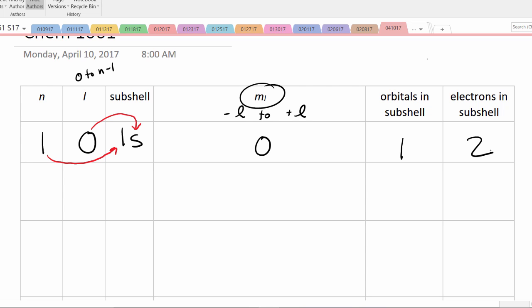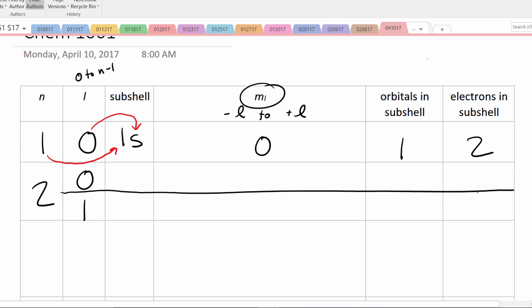If we go on to a second energy level, this is now where we say that n is equal to 2. When n is equal to 2, what are the possible values for L? It could be 0 or 1. Well, let's stack these here, 0 and 1. And then we're going to draw a line and across here. And then we're going to make a distinction between them.